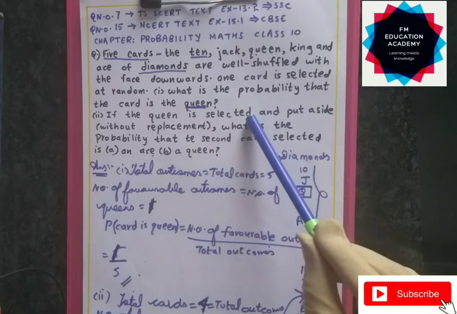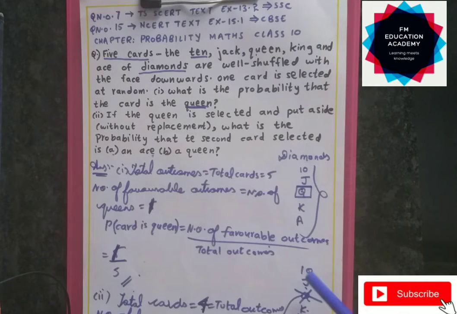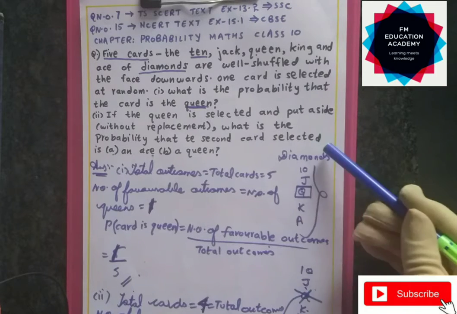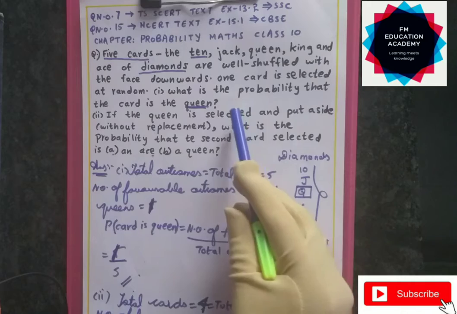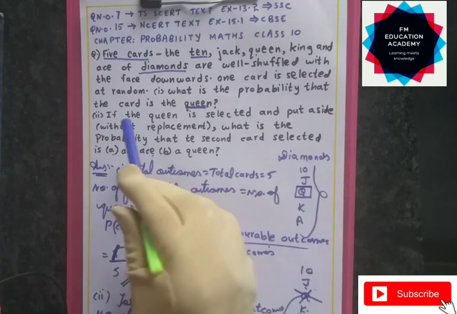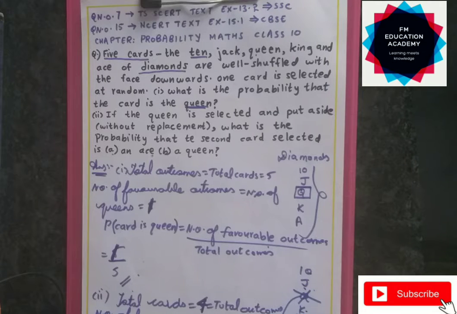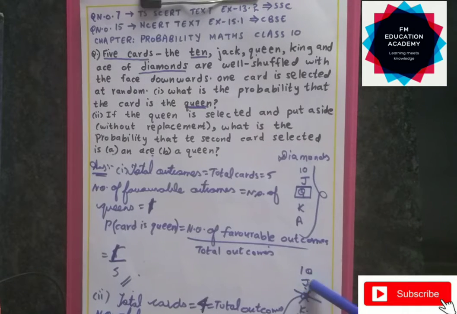If the queen is selected and put aside without replacement, suppose we take again 10, jack, queen, king, ace. These are taken, and we are taking out the queen in the first bit, right? After taking out that queen, we are putting it aside. Putting it aside means we are not replacing it. We are just taking out the queen from this group and not putting another card in its place. The queen is no longer in this set of cards.